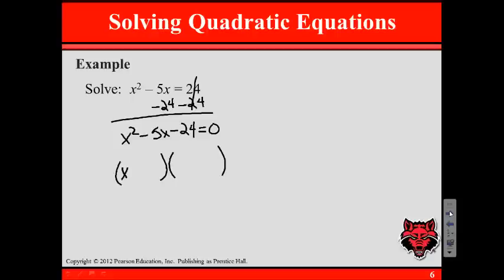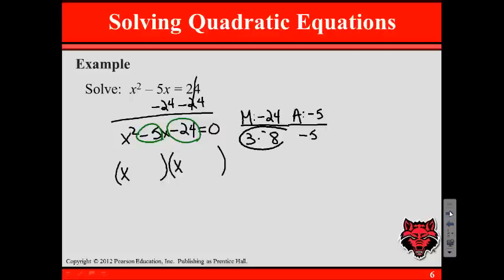We know x squared factors to x times x. We can now look at the last number and the middle coefficient. For the last number, we want two numbers that will multiply to give us negative 24, but that will add to give us negative 5. The only way we can get a negative product is if we have a positive number and a negative number. As you go through and find your factors, you'll find that you want 3 and 8. The 8 will be negative. 3 plus negative 8 is negative 5. So these are the two numbers we will use to fill in the binomials. This becomes x plus 3 times x minus 8, and this is still equal to 0.